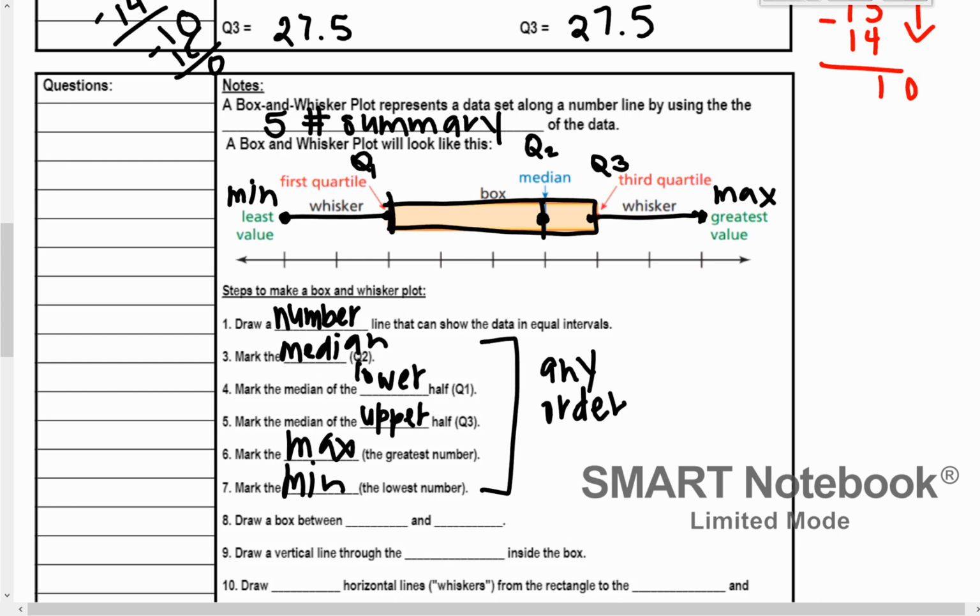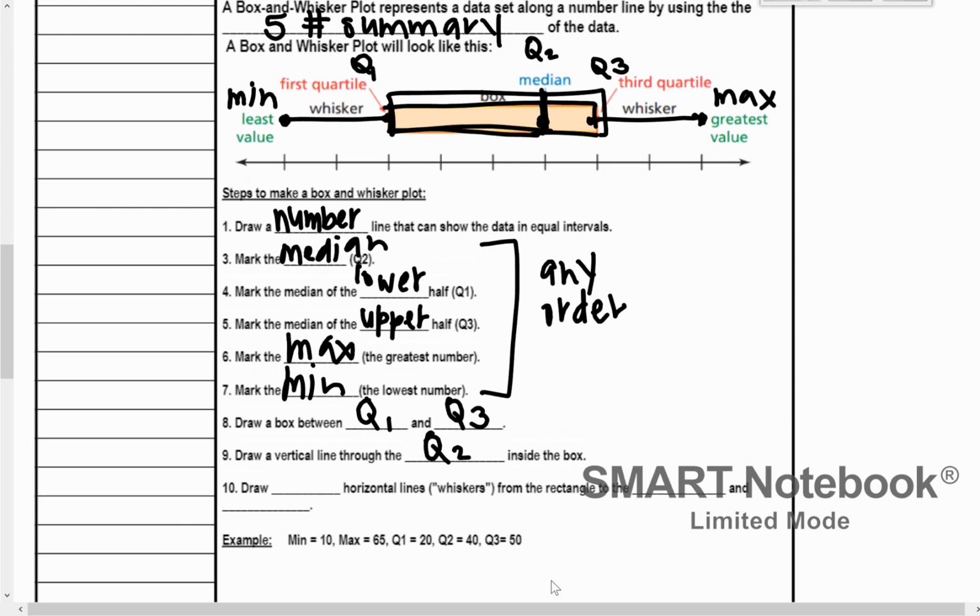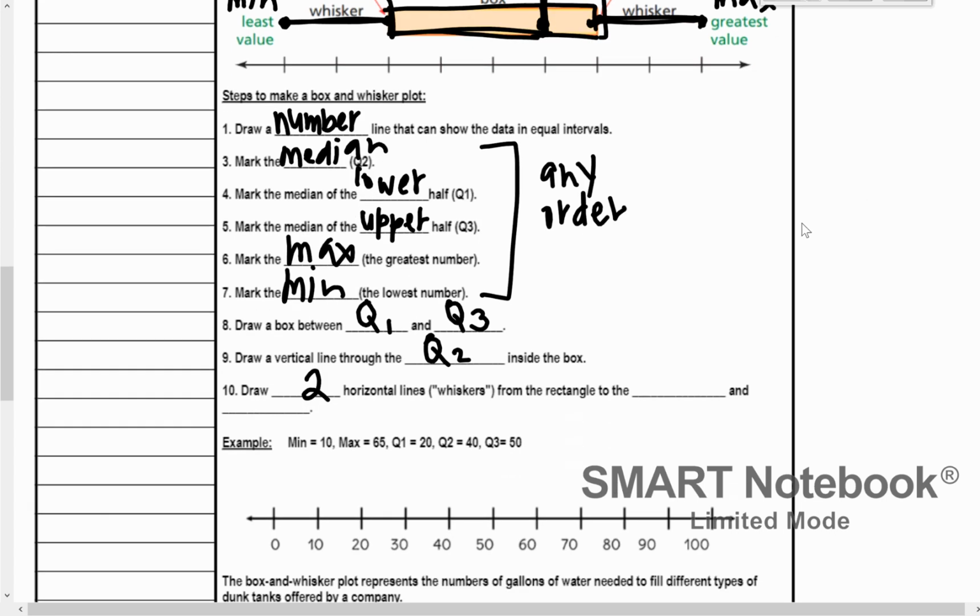We draw a box between the Q1 and Q3. We draw a vertical line through the median. That should just stay in the box though. Got a little sloppy there. Draw a vertical line going up and down through the median, or the Q2. Last but not least, we draw 2 horizontal whiskers from Q1 out to the min and from Q3 out to the max.